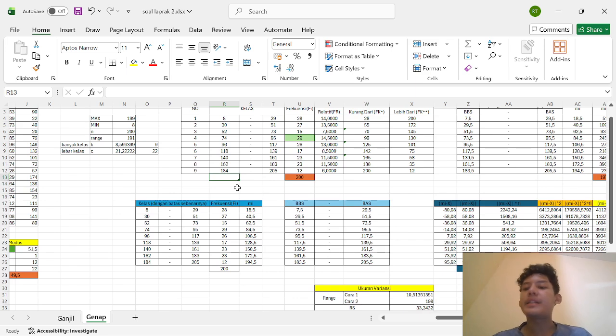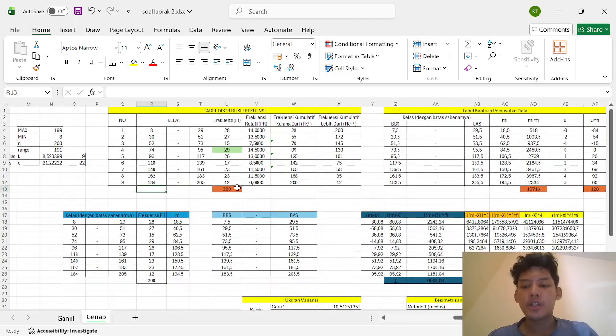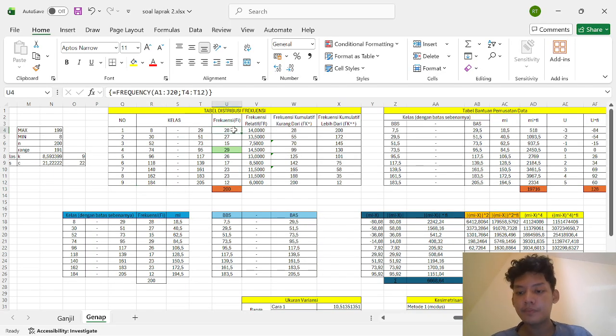After completing the class interval, we calculate how many data fall into each interval using the FREQUENCY function. In this function, I use the data values together with each class interval. The result is displayed in the frequency column.